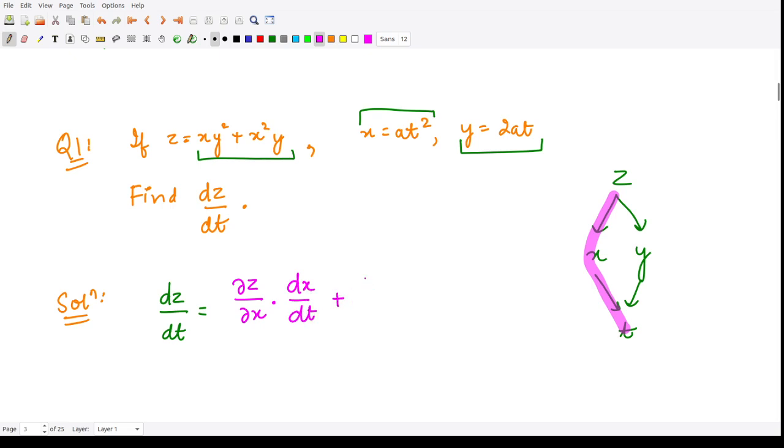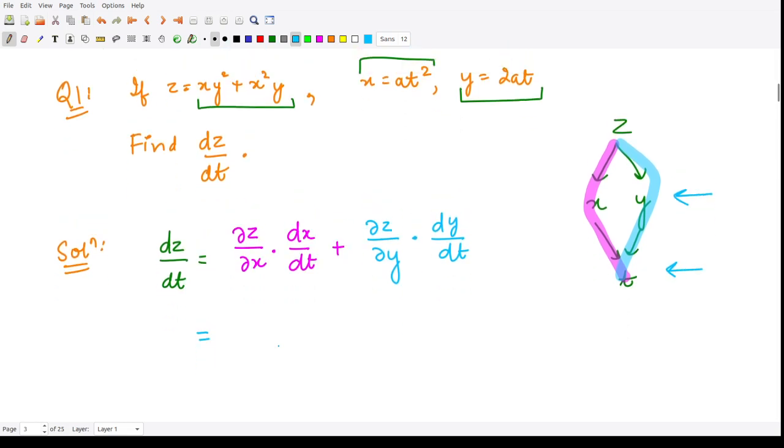And plus, for the second path, you could move from z to t through this path. So that means it would be del z upon del y, partial derivatives, because here we have two variables, into the dy by dt. Why complete here? Because at this step we only have one variable. So we can very easily compute these. We know what is z, we know what is x, we know what is y.